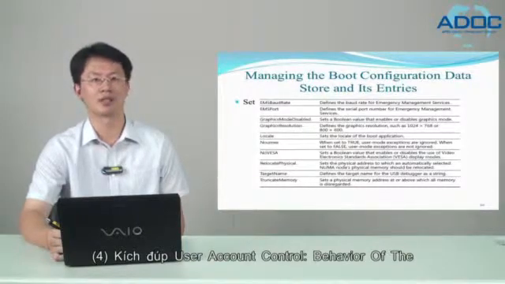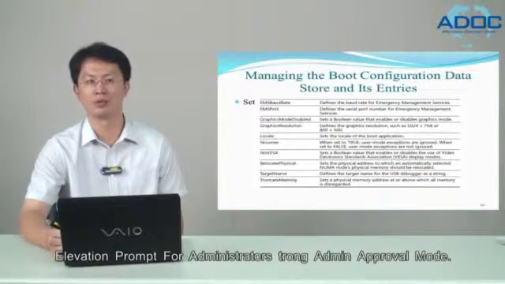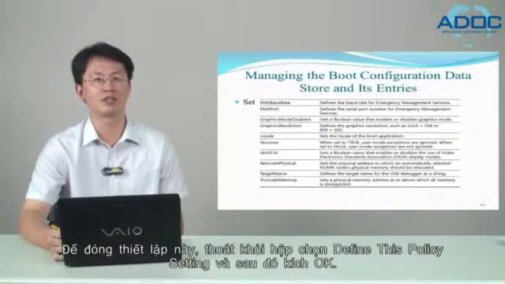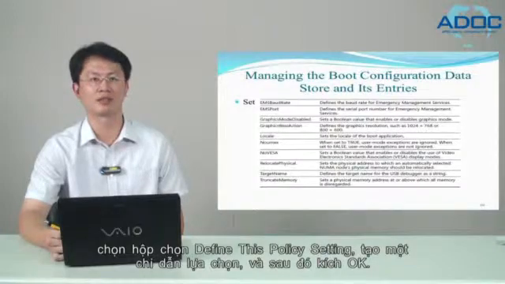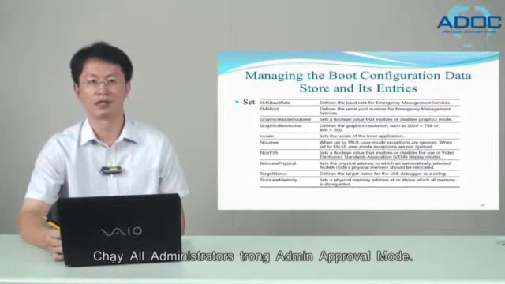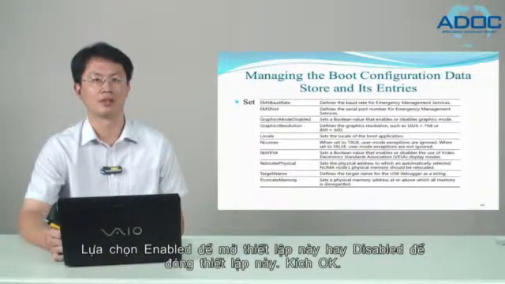Fourth, double-click User Account Control: Behavior of the elevation prompt for administrators in Admin Approval Mode. To turn off this setting, clear the Define this policy setting checkbox, and then click OK. To turn on and configure this setting, select the Define this policy setting checkbox, make a prompt selection, and then click OK. Next, User Account Control: Run all administrators in Admin Approval Mode. Select Enabled to turn on this setting or Disabled to turn off this setting. Click OK.